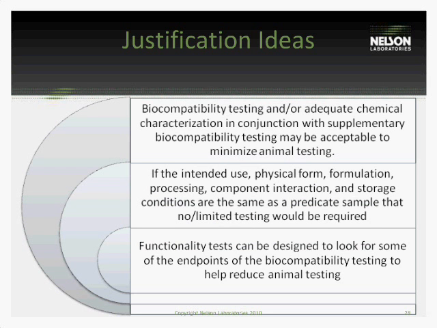The next one is actually something that we talked about a little bit with the hemocompatibility test, but we talk about functionality tests can be designed to look for some of the endpoints of the biocompatibility testing to help reduce animal tests. And this we see most successful with hemocompatibility. A lot of times these devices are tested using functionality tests in large animals where they're actually looking to see how the device performs. We can incorporate a lot of the hemocompatibility endpoints into those tests to help eliminate some of the animal tests in hemocompatibility.